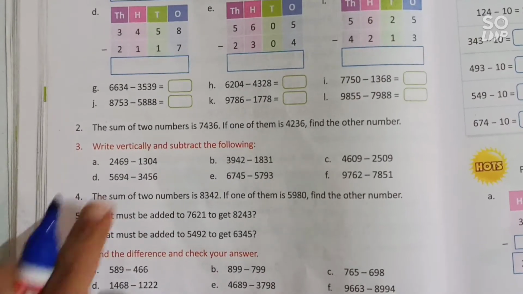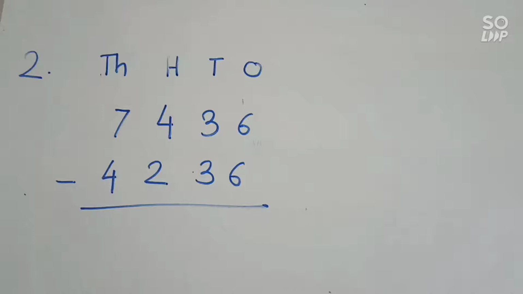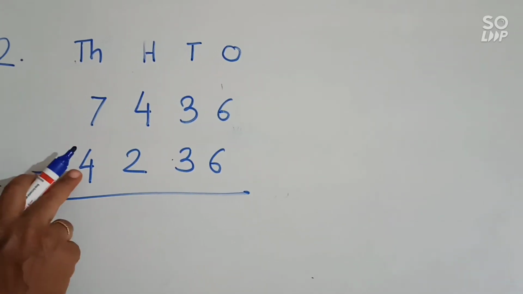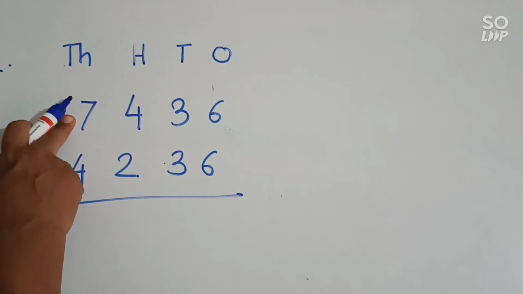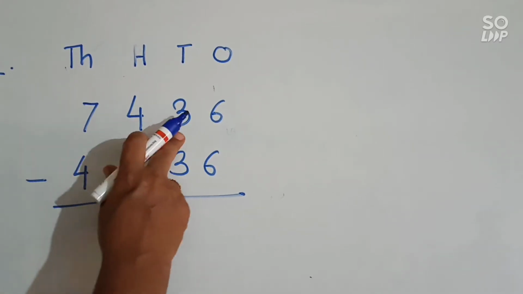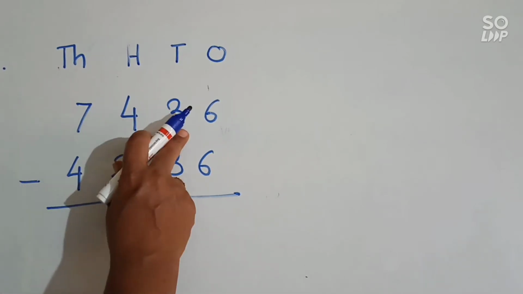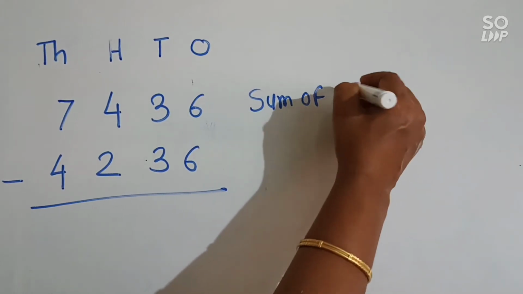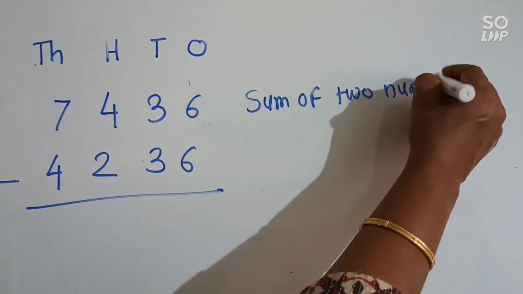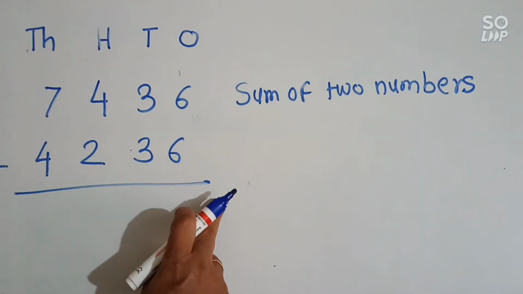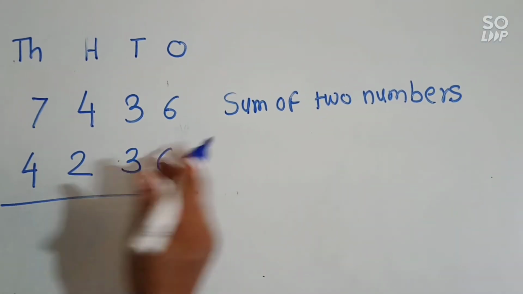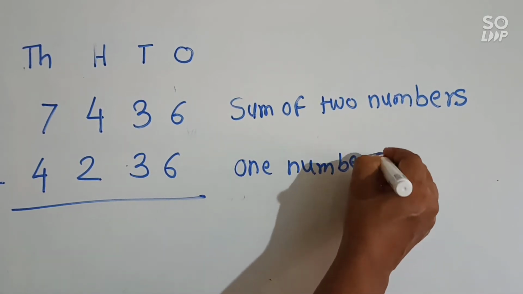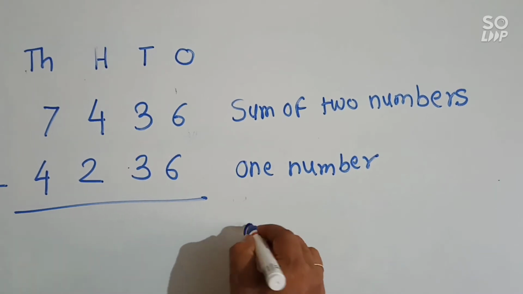Okay children, now we will do this question 2. We have to subtract the smaller number from the larger number. This 7436 is the sum of two numbers, and this is one number, and we have to find the other number.